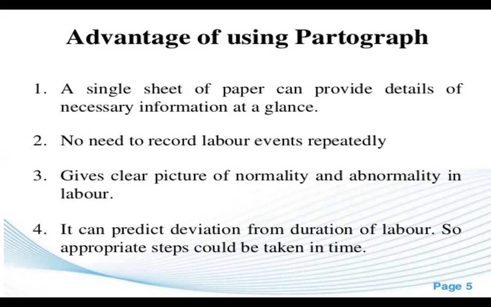Always pulse, then BP, just no writing. On the vertical lines there are pulse, BP, FHS, and on the horizontal lines are the changes that we are going to assess. And it gives a clear picture of what is normal and whether there is an abnormality in the labor, so that we can decide whether immediate action has to be taken.